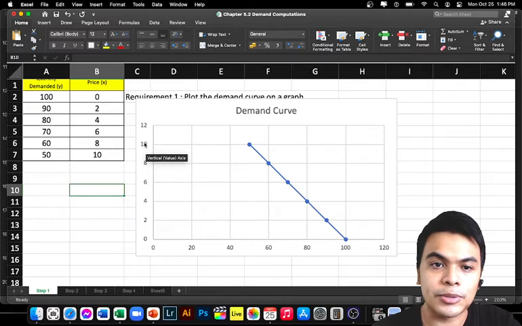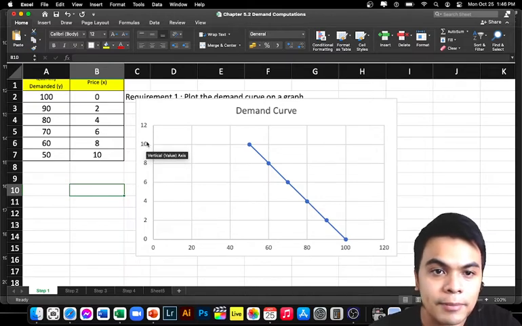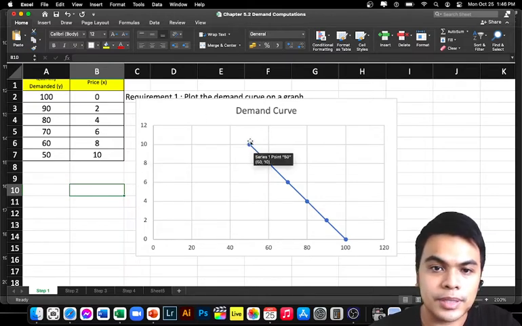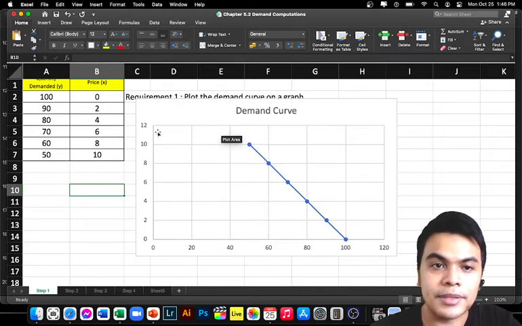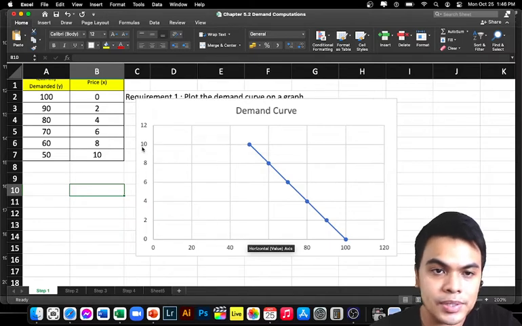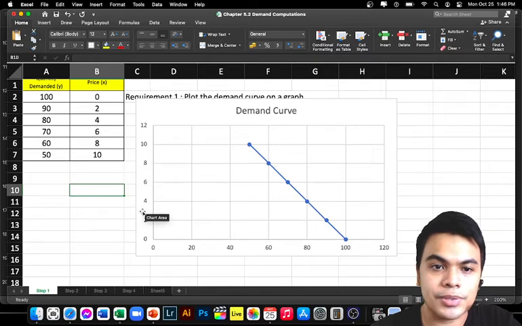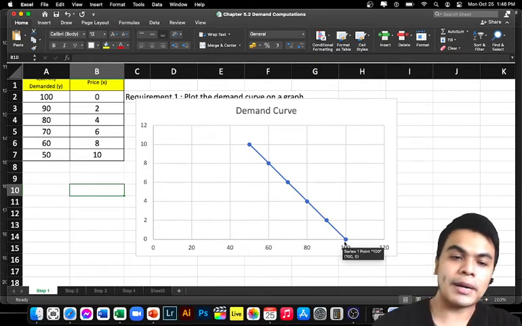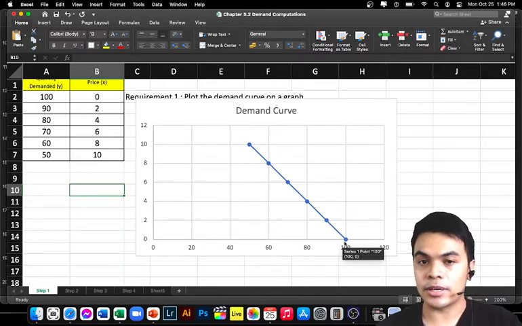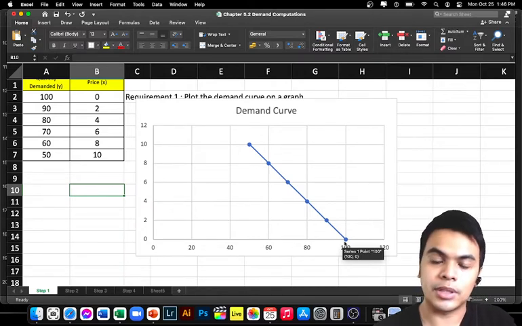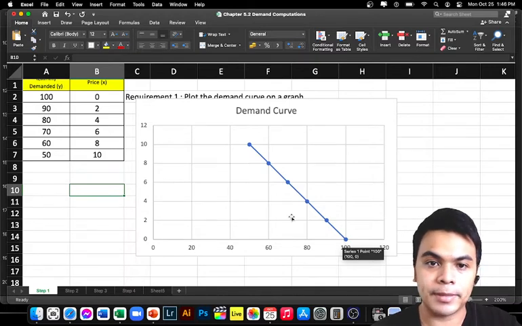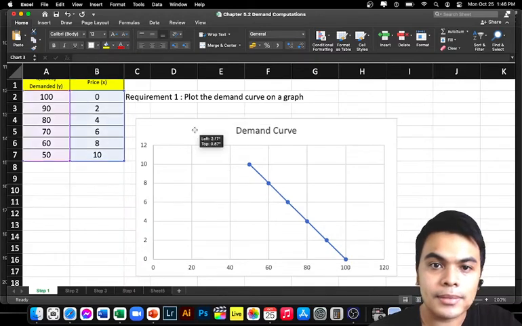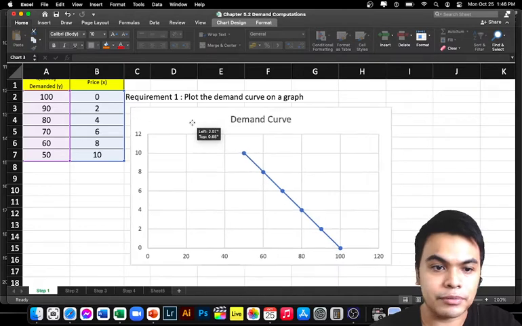So let's say dito tayo sa vertical. If the price is 10 pesos, nandito yung ating quantity demanded, 50. But as soon as bumababa ang ating price from 8 pesos, 6 pesos, etc., our quantity demanded is increasing. So price really plays a big part when it comes to demand. The lower the price, the higher the demand. So that is our demand curve.